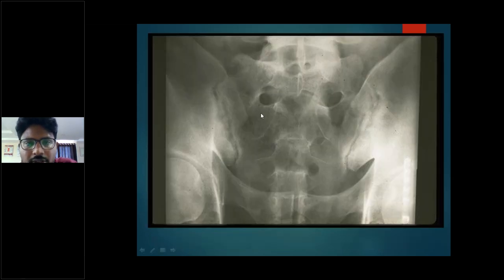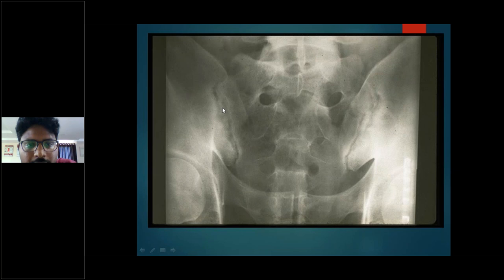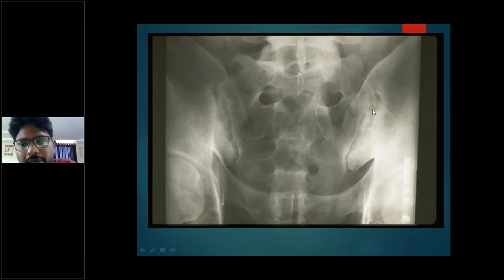This is also sacroiliitis, in the initial stages. In initial stages, what will happen? There will be erosion, but new bone formation is not yet present. So here you can see the joint space is increased. In the normal X-ray, this is the joint space; it is a thin line. Here, it is increased. This is the early stage of sacroiliitis. Later, it turns into this white appearance where the joint space is obliterated. This is called pseudo-widening of the sacroiliac joint due to erosions of the bony surfaces.